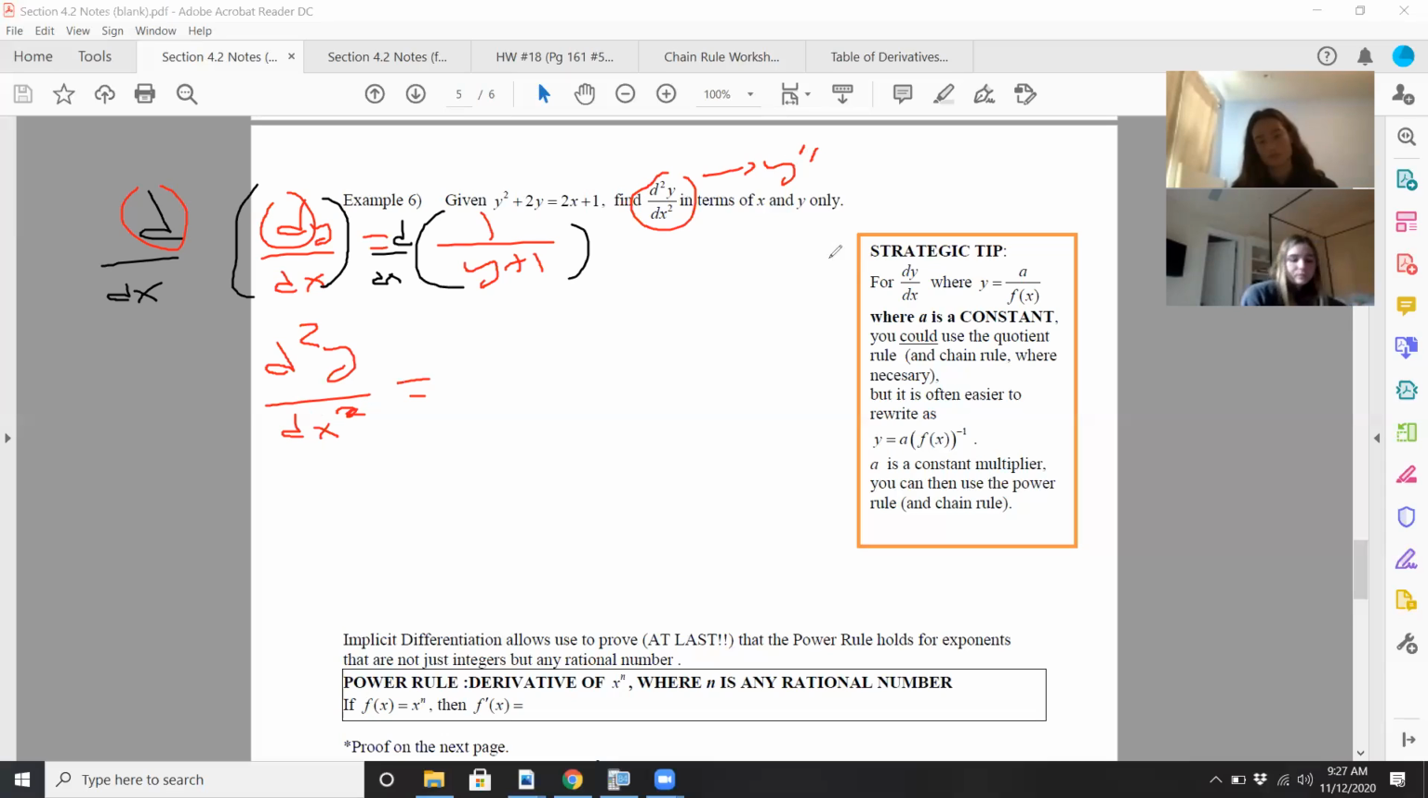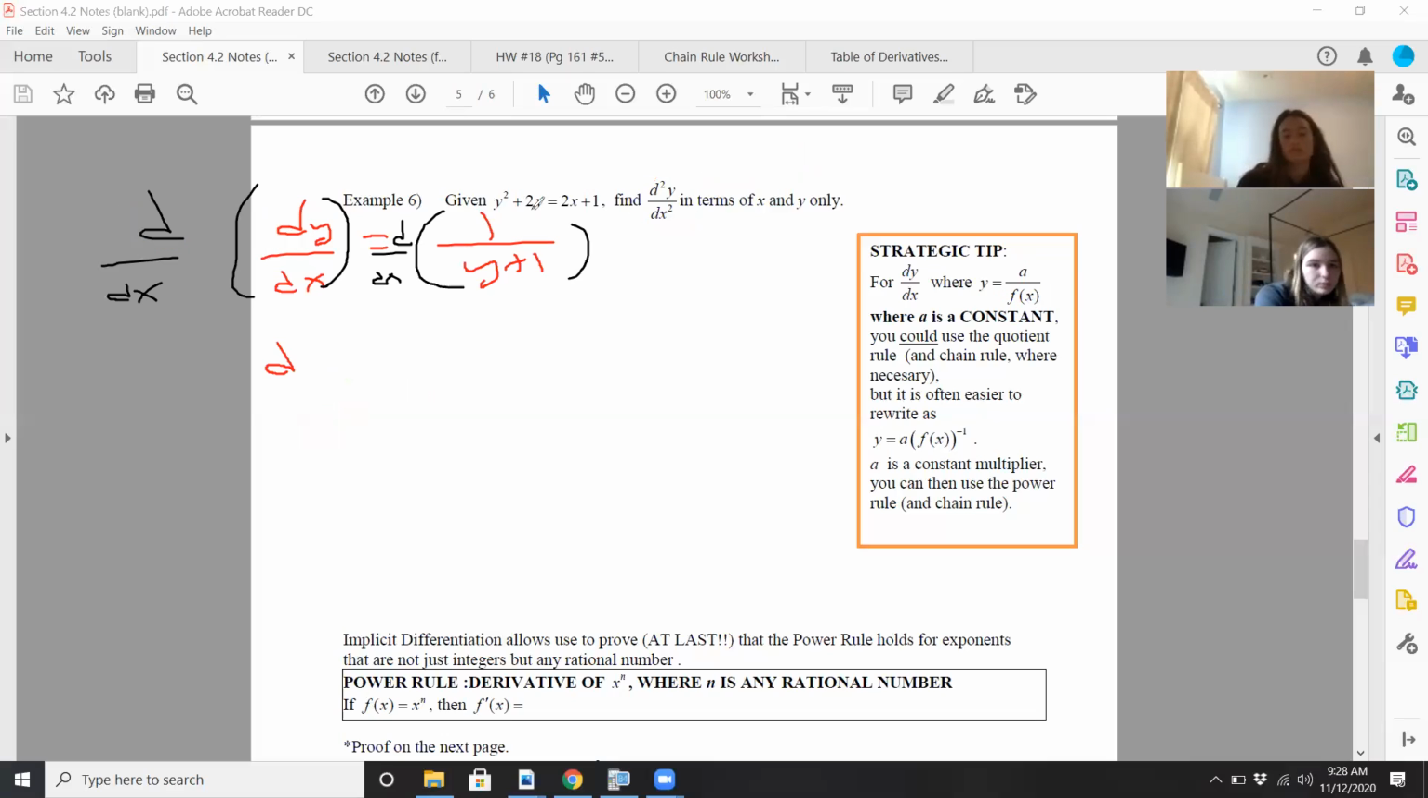Now, this is where the strategic tip comes into play. If you have a constant over f of x, like say 1 over y plus 1, which is what we have right now, or anything like that, yes, it's not in terms of x, but regardless, if you have 1 over an expression, you can rewrite it as the constant times the expression raised to the negative 1 power. So I could write this, before I get too carried away here, I could have actually done this instead.